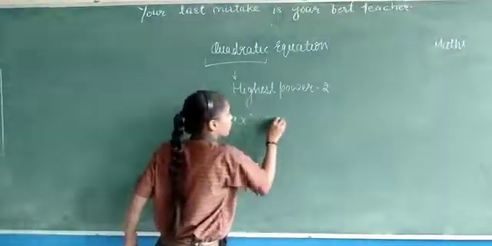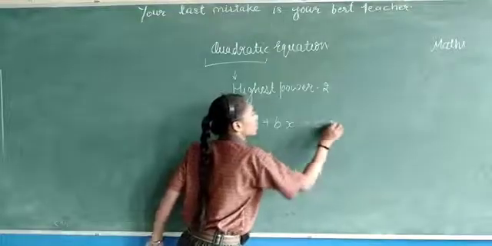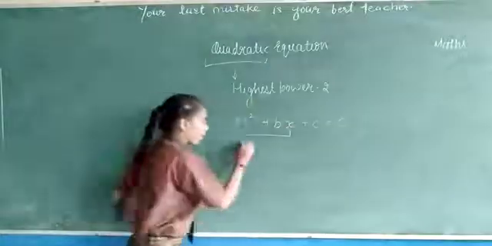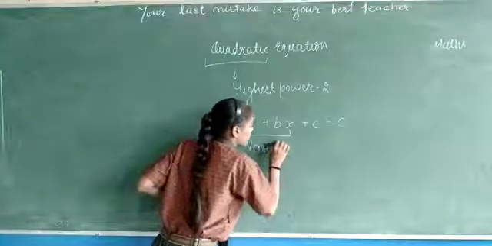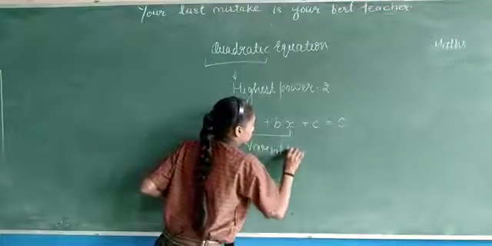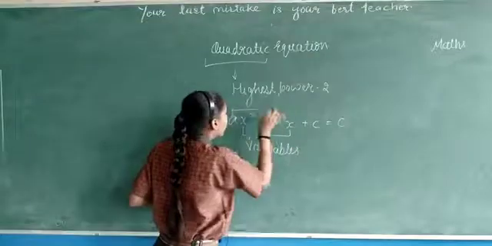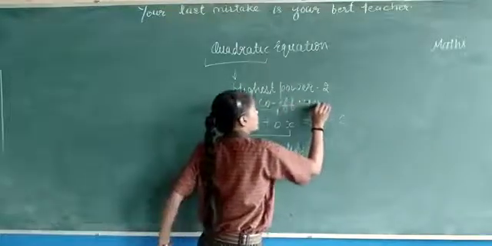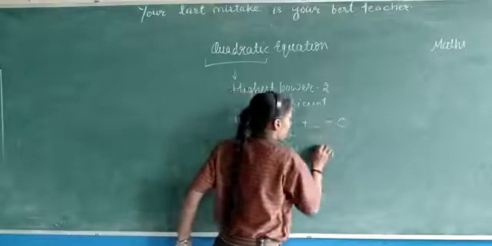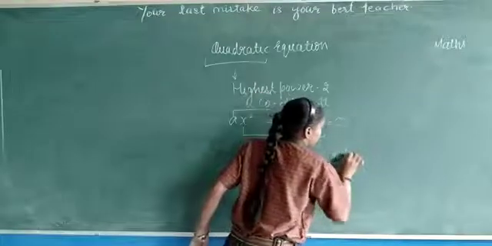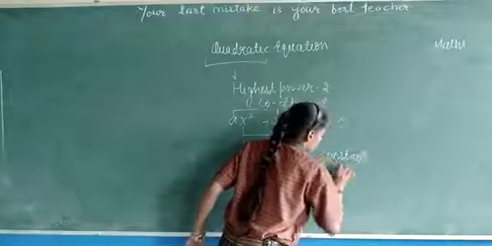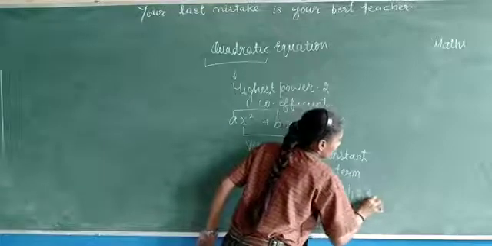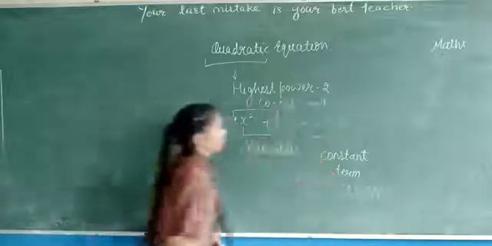ax square plus bx plus c equal to 0. Here x is the variable, a and b are coefficients, and c is used for the constant term, like 1, 2, 3, 4 and so on.